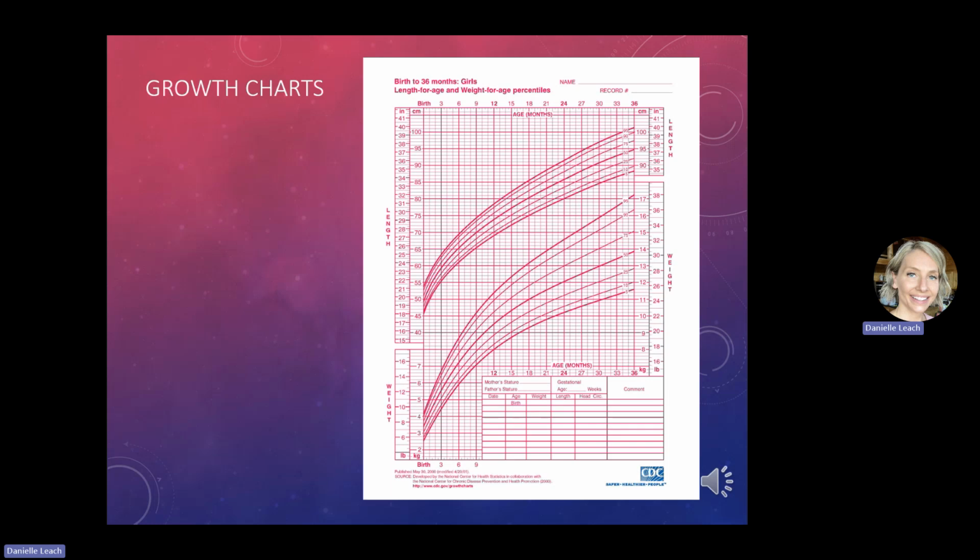So what the 50th percentile means is that it's an extremely average baby for their length or height. So basically if you had 100 babies, all from shortest baby to tallest baby, this baby would be right in the middle, number 50. Same thing for weight.